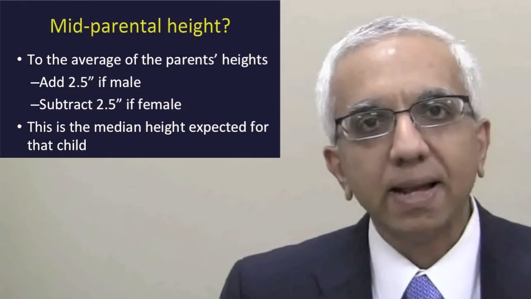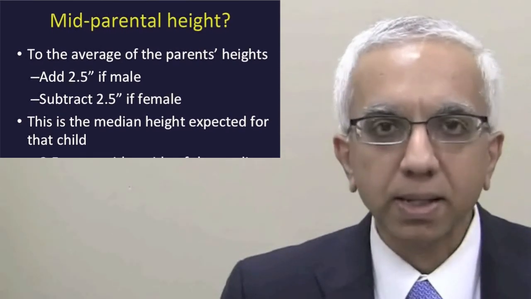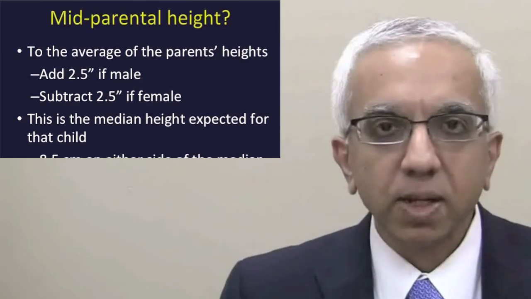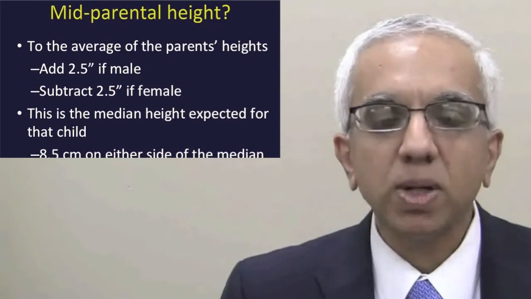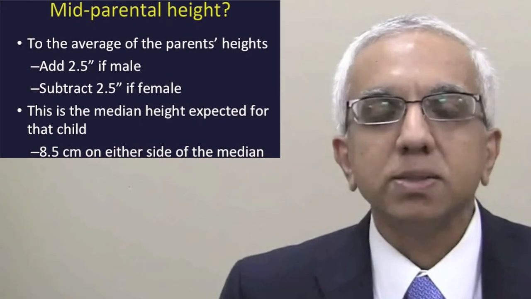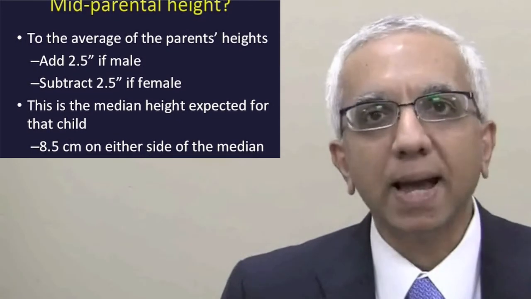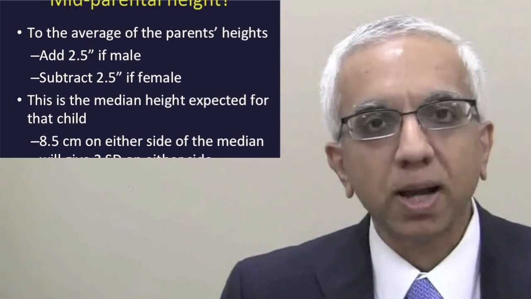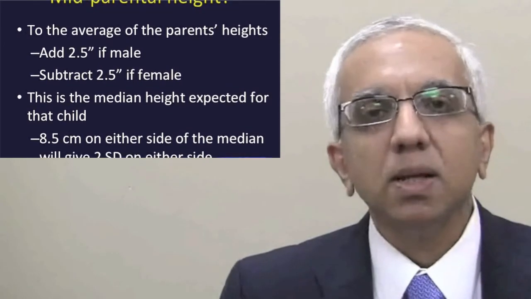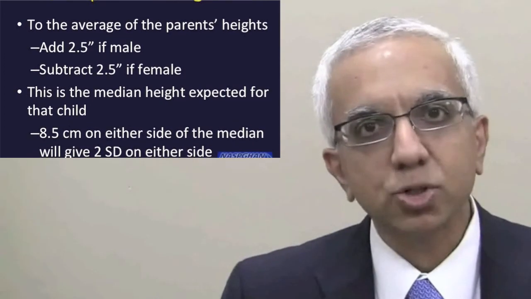In order to get an estimate of where the child should grow, we do use the mid-parental height. There are several formulae available for calculating mid-parental height. This is one of the easier ones. To each child's parents, first obtain the average of the parents' heights, then add 2.5 inches if it is a boy and subtract 2.5 inches if it is a girl.